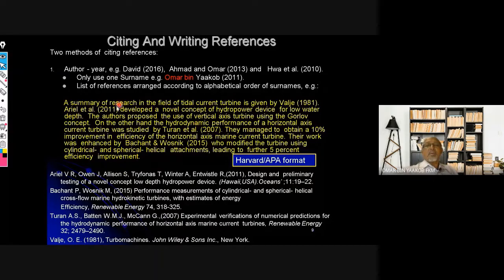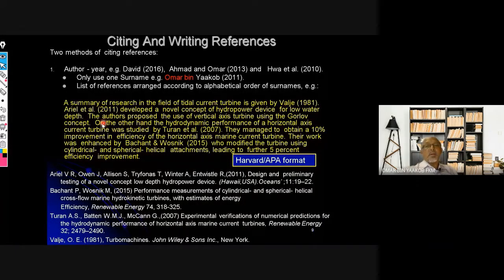Okay, so this is an example of how it is stated. A summary of research in the field of tidal turbine is given by Volje, 1981. Okay, Ariel et al. developed a novel concept of hydropower derived from low, that the authors proposed the use of vertical axis. On the other hand, a review studied by Turan, they managed to obtain 10%. So we see how this is written. It gives a summary. Who gives a summary?